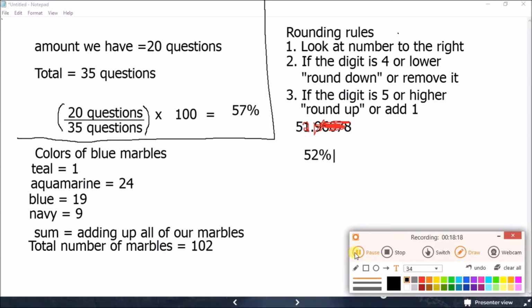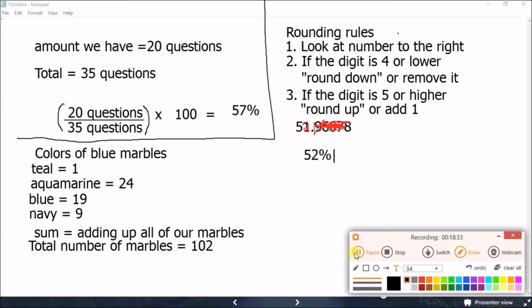A lot of the times it's going to ask for you the first decimal place or the third decimal place. Make sure you're paying attention to what the question is asking you, what it's asking you to put it into, and you're rounding properly.